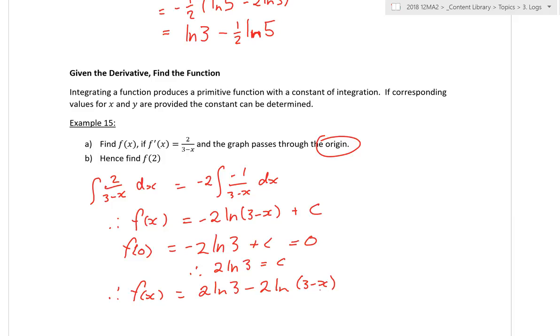That's great. That's part A done. Part B, it won't take forever. Part B, function of 2 equals 2 log 3 minus, now I'm going to have 2 times the log of 3 minus 2, the log of 1. The log of 1 is equal to 0, so I don't need to worry about subtracting anything. Function 2 is simply 2 log 3.